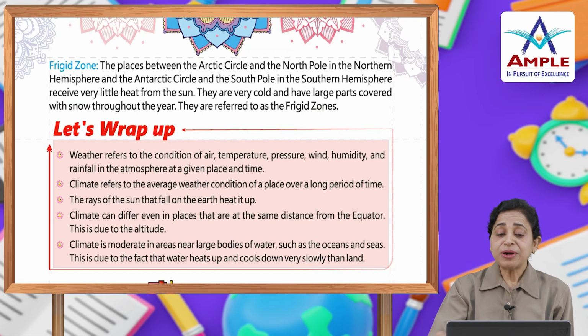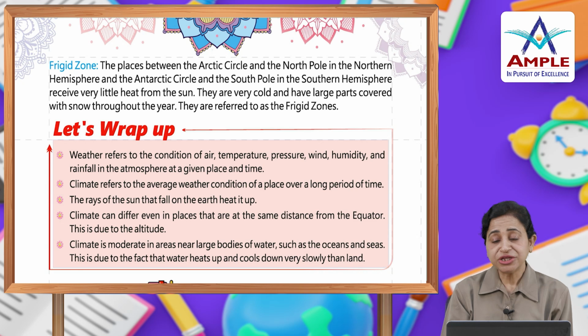Now let's talk about the frigid zone. These are the places between the Arctic Circle and the North Pole in the northern hemisphere, and the Antarctic Circle and the South Pole in the southern hemisphere. They receive very little heat from the sun. They are very cold and have large parts covered with snow throughout the year. They are referred to as the frigid zones.